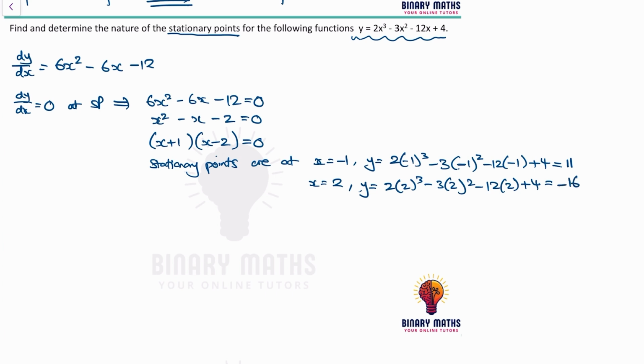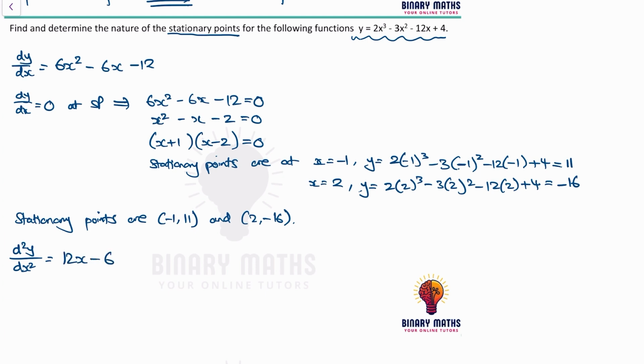So that means the stationary points are (-1, 11) and (2, -16). In order to find out whether it's a maximum point or a minimum point, we need to differentiate again. So we need to find the second derivative. The second derivative of 6x squared minus 6x minus 12 is 12x minus 6.